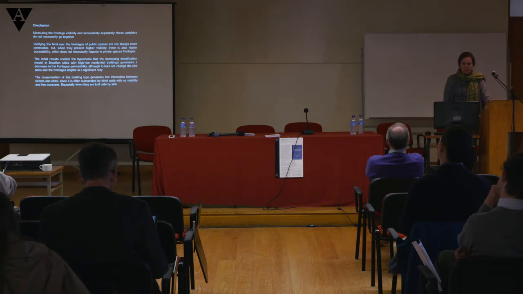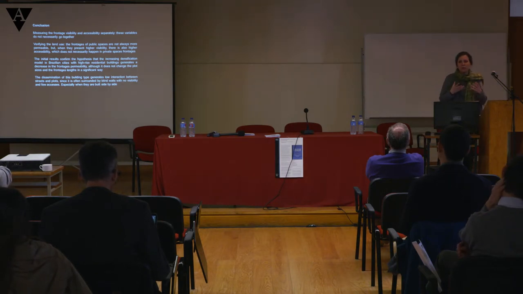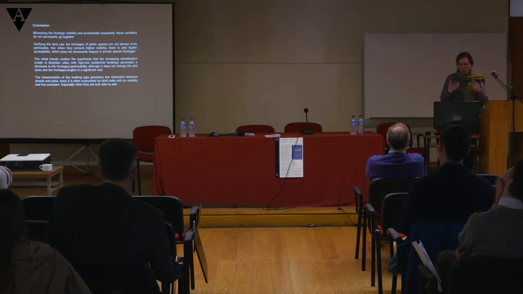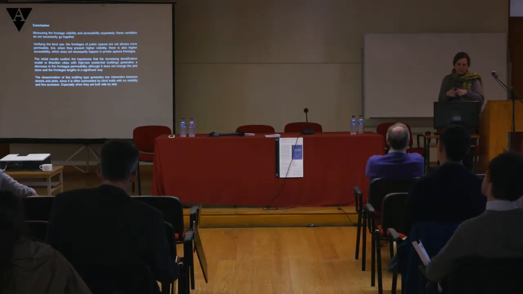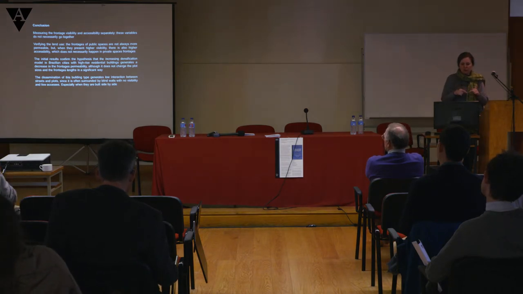The conclusion: measuring the frontage visibility and accessibility separately has proved to be pertinent because these variables do not necessarily go together. And verifying the land use is also relevant because the frontages of public space are not always more permeable, but when they are, they present higher visibility and also higher accessibility, which does not necessarily happen in private space frontage.